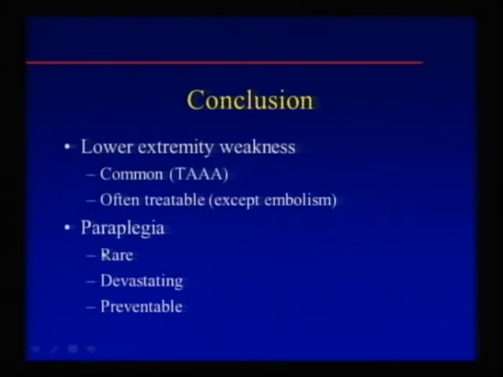So in conclusion, lower extremity weakness is common after thoracoabdominal aneurysm repair, but it's often treatable except in the case of embolism. As a result, paraplegia is rare, but of course it's a devastating permanent disability and it's preventable. So its causes need careful attention.